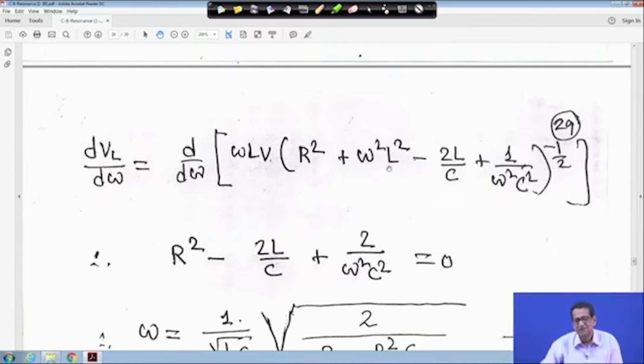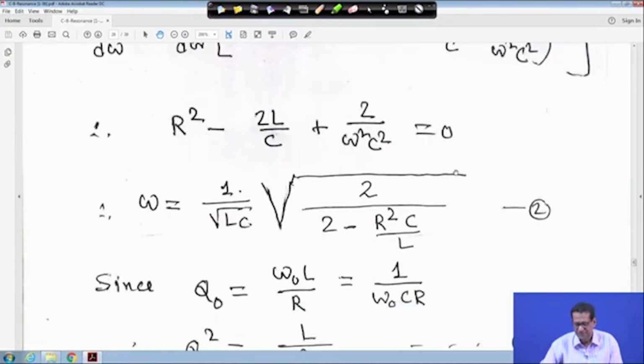This (XL minus L omega) whole square is expanded and put under a square root there. So it is to the power minus half, because it is omega L V upon root over this one. Then you take the derivative, and if you simplify, you will get R square minus 2L upon C plus 2 upon omega square C square is equal to 0.